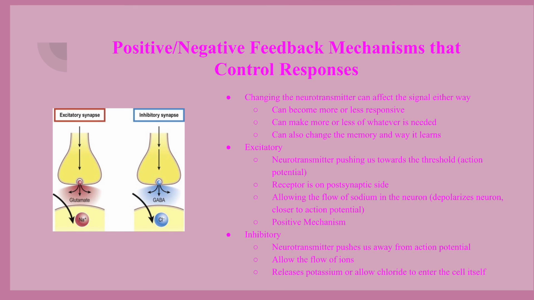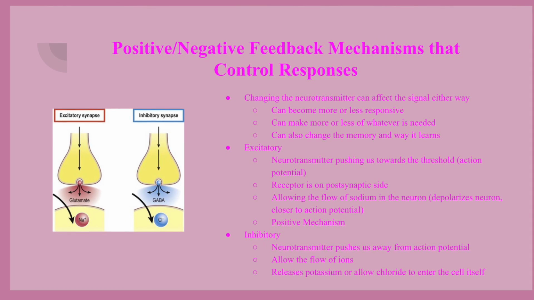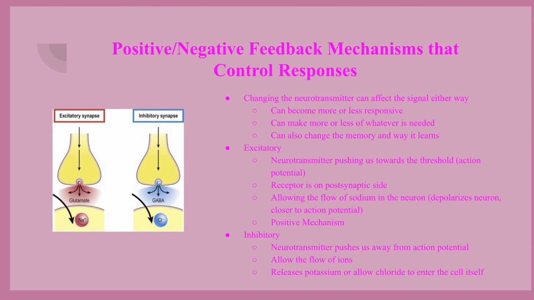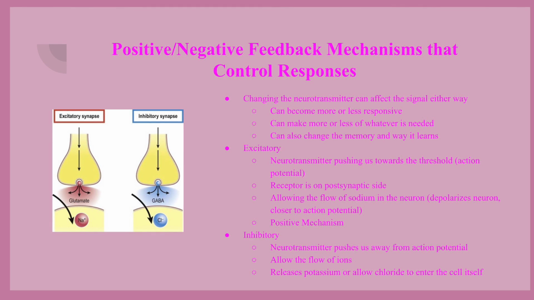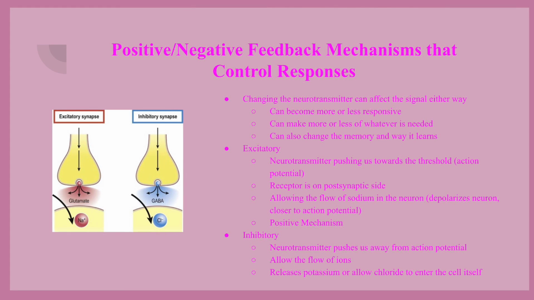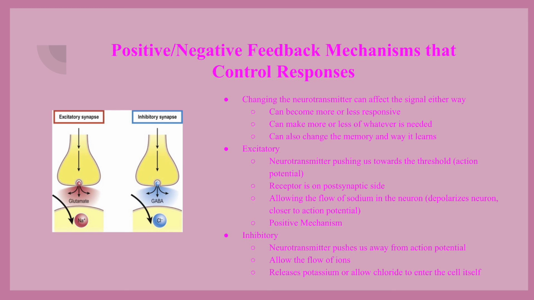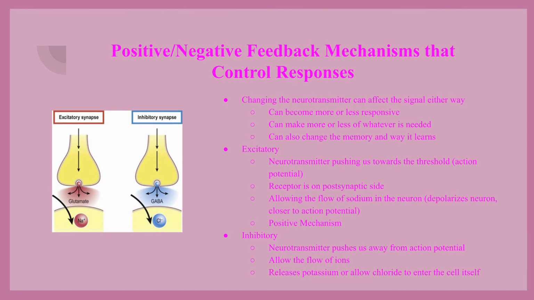The positive mechanism would be excitatory. Here, the neurotransmitters would be pushing us towards the threshold known as action potential. The receptors are on the postsynaptic side and allow the flow of sodium, represented as Na in the diagram. The negative mechanism is inhibitory. It pushes away from action potential, and instead of sodium, this time chloride enters the cell.